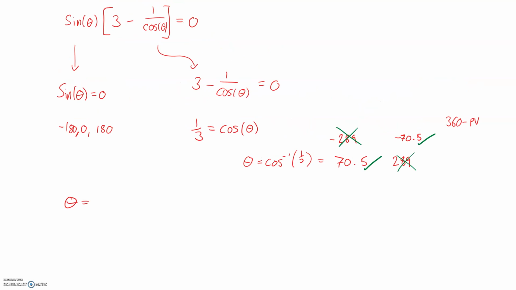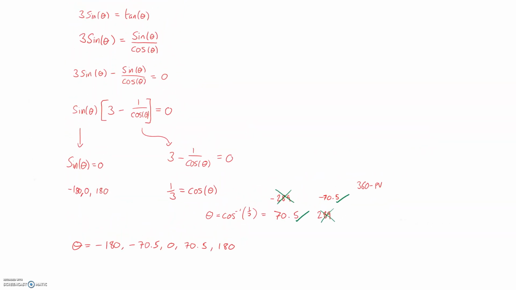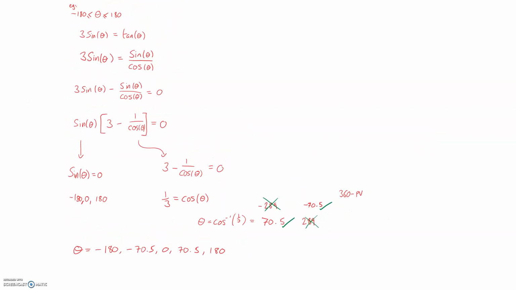So theta is equal to minus 180, minus 70.5, 0, 70.5, and 180. And utilizing this idea of identity substitution plus the ability to factorize even into a single bracket allows us to split up the equation into small and manageable chunks that we can then solve on an individual basis.